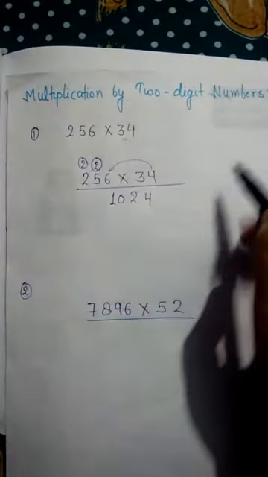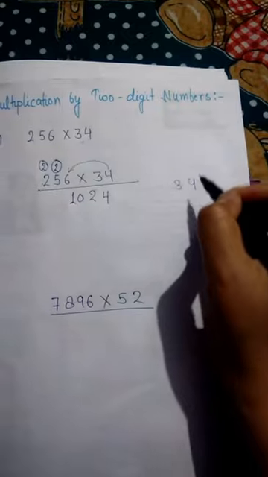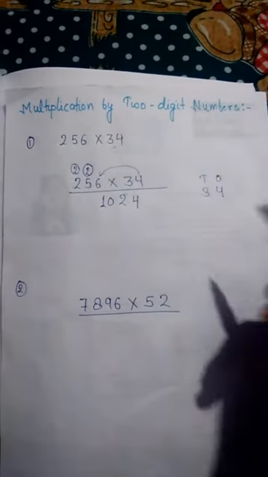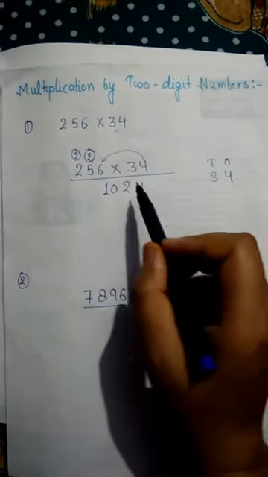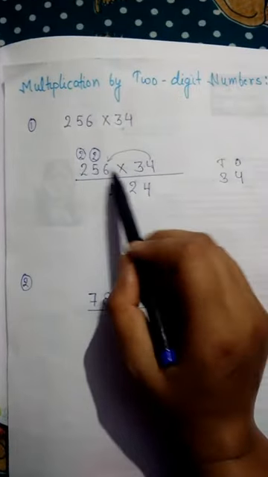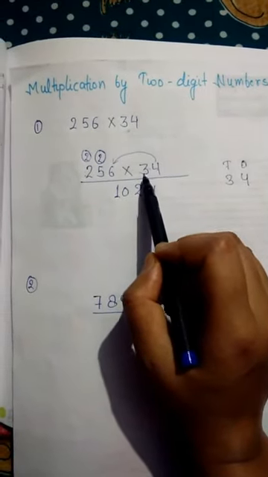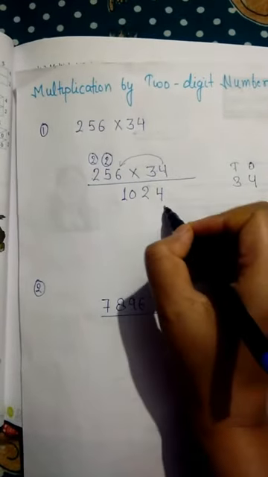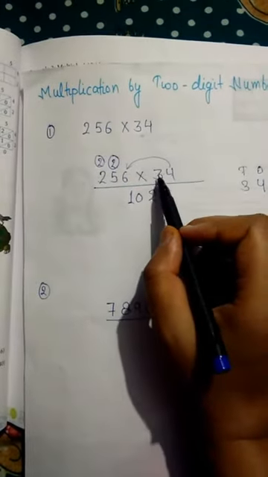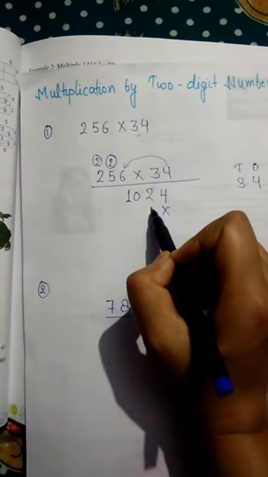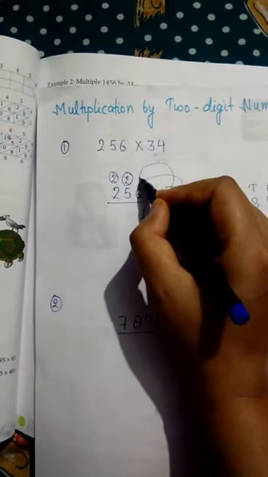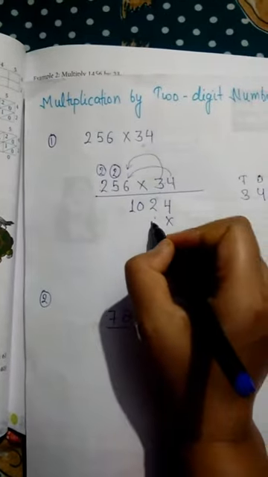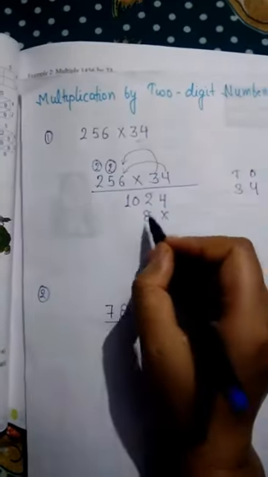Then, students, we write here 34. This is the ones place and this is the tens place. Here is the ones place, and 3, as we are seeing, is at the tens place. We should leave the ones place and start from the tens place, understand students, because 3 is here in the tens place. When we multiply 6 by 3, 6 threes are 18. We should write 8 here and the carry will be in the next number.